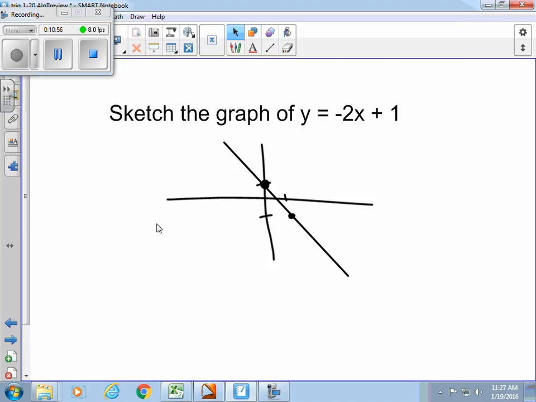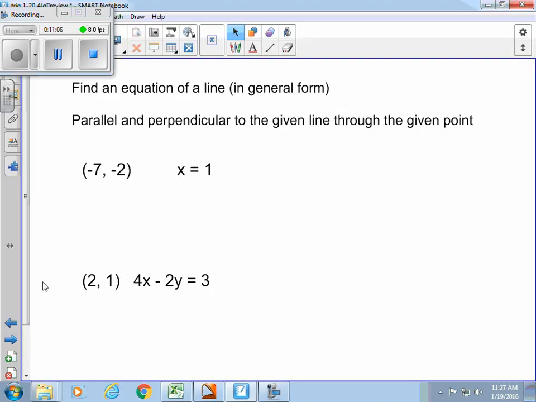Plot the y-intercept, use the slope. Hey, what does the pi button do? Pi? It makes me be able to write in math type, like I can write a square root. So when you see equations that look pretty, that's how I did it.